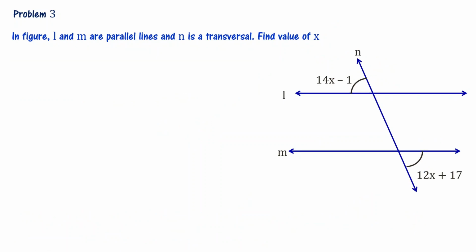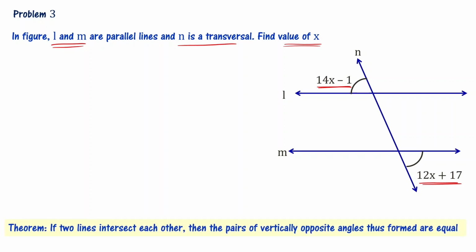Let us solve another problem. In this figure, L and M are two parallel lines and N is a transversal. Then we are asked to find the value of X. Here this angle is given as 14x minus 1, and this one is given as 12x plus 17. To solve this problem, we have to recall two important points from this chapter. First one is theorem 1 from this chapter. It says if two lines intersect each other, then the pairs of vertically opposite angles thus formed are equal.